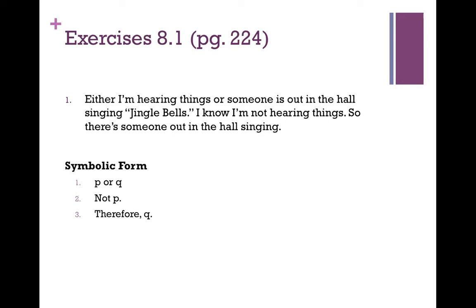So the symbolic form, I should say, is simply P or Q, not P, therefore Q. Notice here that P stands for I'm hearing things, and Q stands for someone is out in the hall. Then this sentence, I know I'm not hearing things, since P stood for I'm hearing things, we're going to say not P. And down here, there's someone out in the hall singing, that's just an abbreviated someone out in the hall singing Jingle Bells. So this is the symbolic form of this argument, and this is a valid argument.